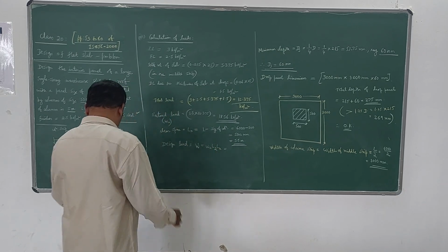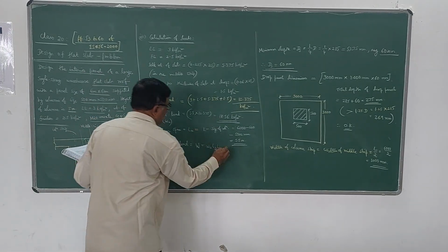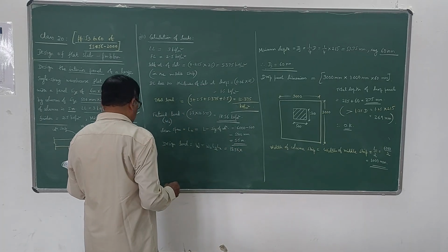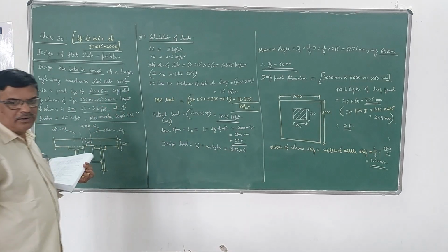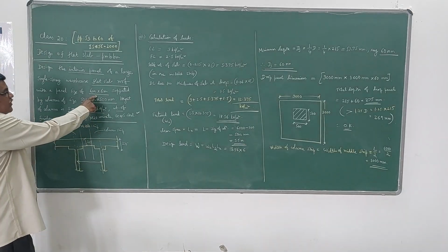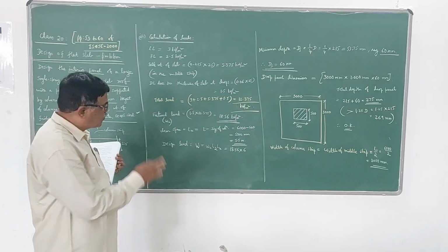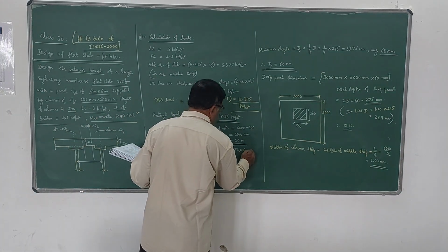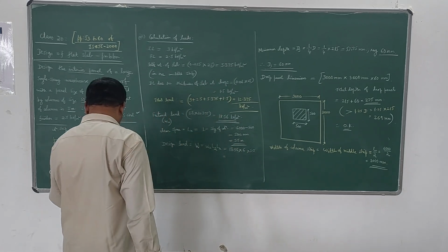This is the formula we have to use. Wu is this value, the factored value, 18.56, into L2, which is 6 meters. Here L1 and L2 are the same, 6 meter by 6 meter. If it is a rectangular panel, then you have to take the higher value; if it is a square panel, it will be the same. So L1 and L2 will be the same, into 5.5. This is the design load we have to take.